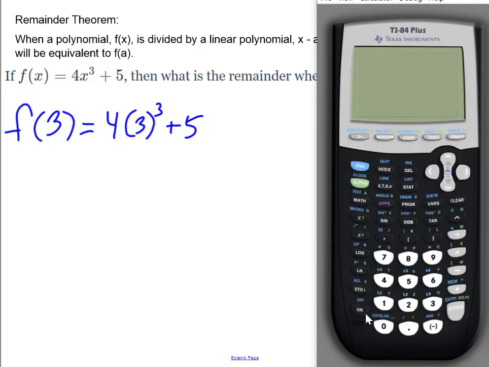So we can put this into our calculator. And first we want to exit out of what we're in here. Second mode here gives us quit, so we've exited out. And we can just put this in just the way it is here. 4 times 3, this up caret will let me put in this power of 3. And then I can just use my side arrow to get out of the top, plus 5, and 113. So the remainder here should be 113.